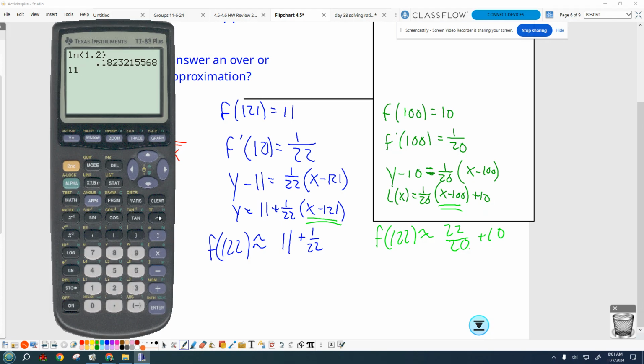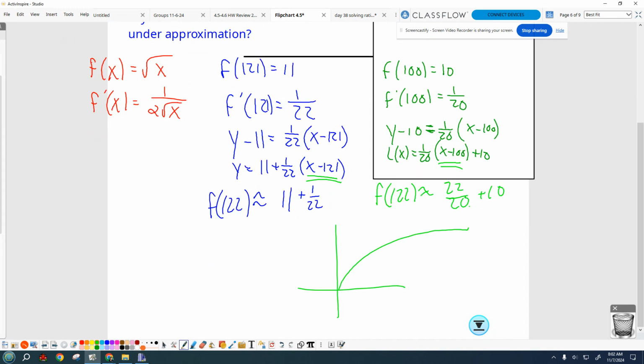Okay, let's try 11. So that's my approximation, and it is close to 3 decimals. If I use the one that I created the tangent line with, I'm off by kind of a lot. So, linearization.